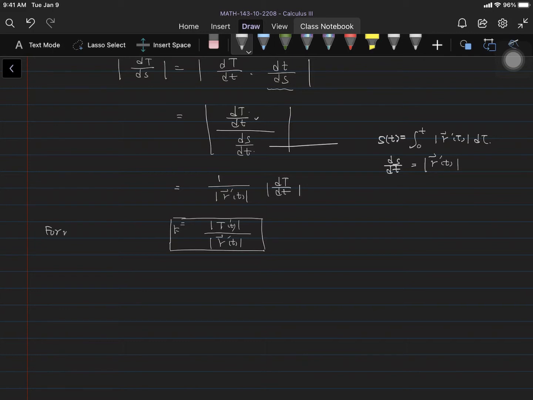This is the formula for curvature. Now let's take a look at example 3. Show that the curvature of a circle with radius a is 1 over a, okay, the reciprocal of a.